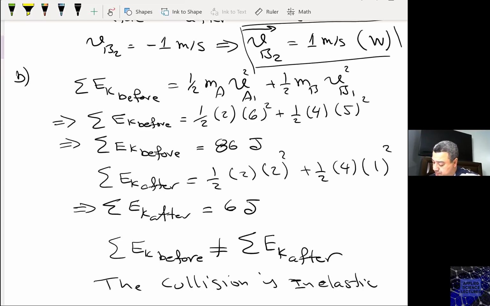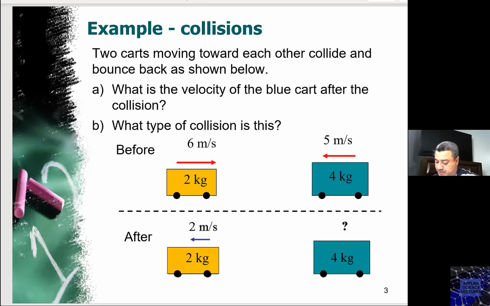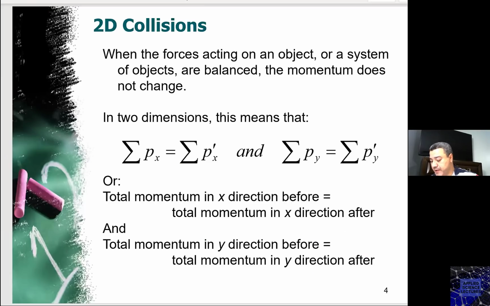Now let's move on to the next slide. In the next slide, we have the conservation of momentum as well for 2D collisions. In this case, we're not dealing with one dimension. We're dealing with 2 dimensions.